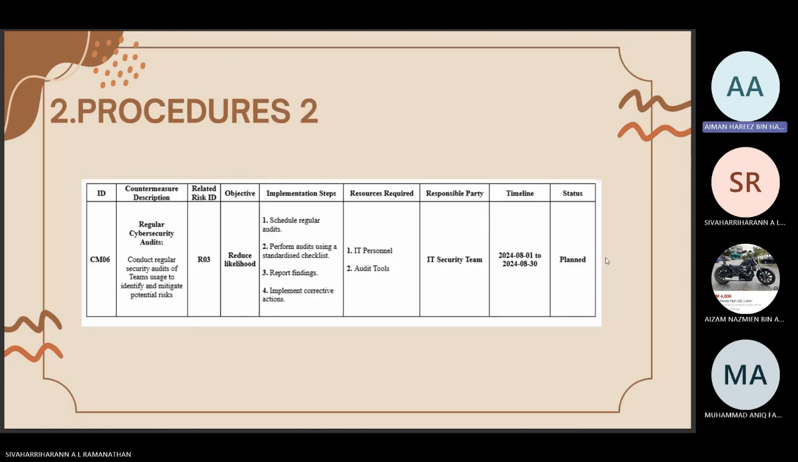The second procedure involves conducting regular cybersecurity audits of Microsoft Teams usage to identify and mitigate potential risks. This procedure addresses risk RO3 with the objective of reducing its likelihood. The implementation steps include scheduling regular audits, performing audits using a standardized checklist, reporting findings, and implementing corrective actions.